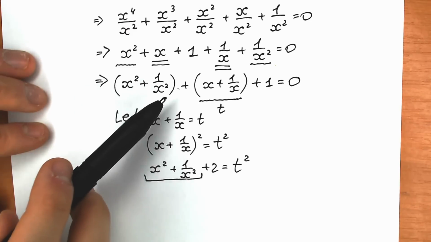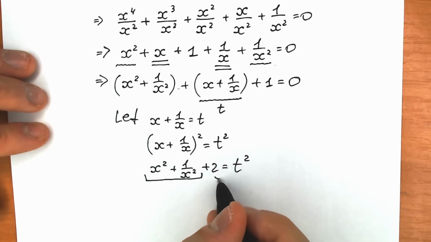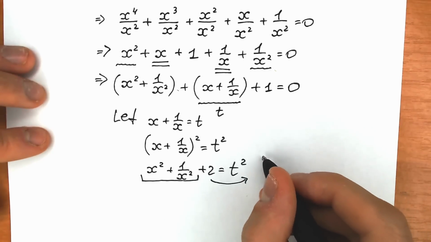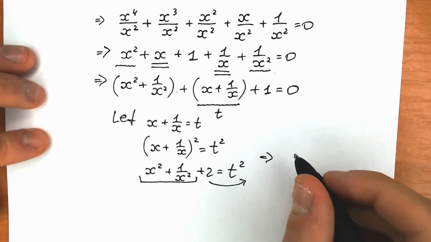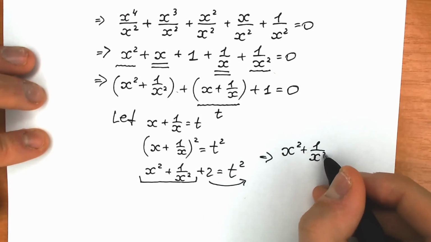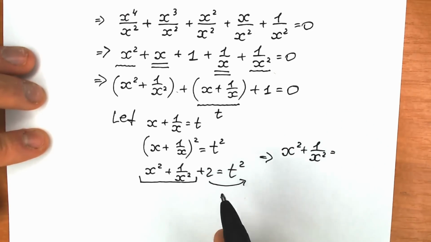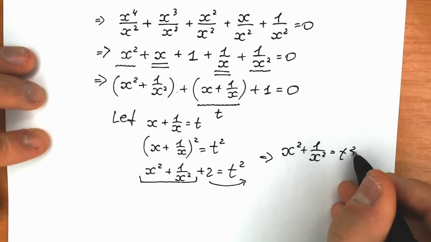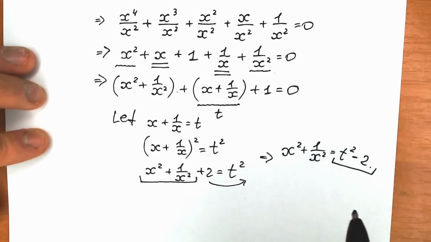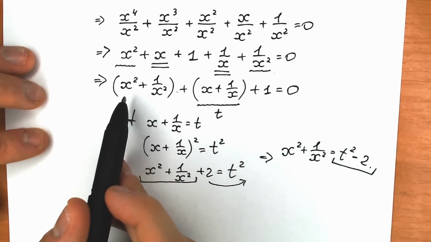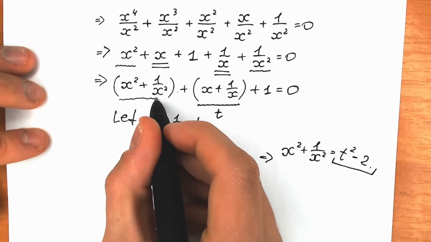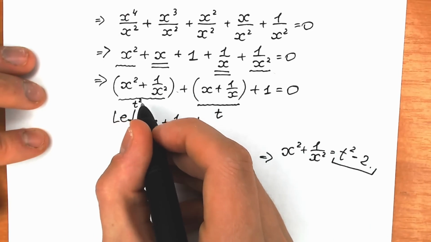These are the same expression. So when we bring these two from our left side to the right side, I hope you understand this moment. We have that x squared plus 1 over x squared is equal to t squared minus 2. So this is not t squared, this is our t squared minus 2. Very tricky moment.